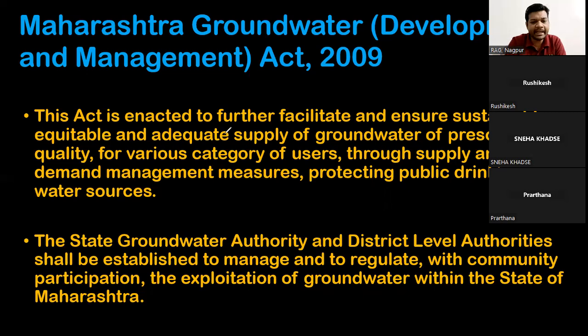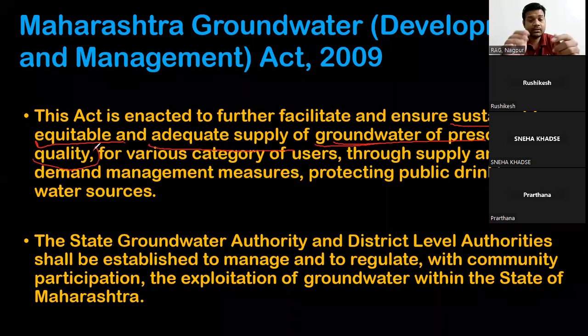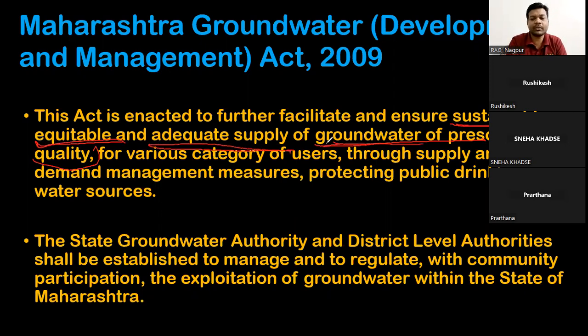This act is enacted to further facilitate and ensure sustainable, equitable, and adequate supply of groundwater of prescribed quality. You can be asked the aim of the act, what this act aims at. It aims at sustainable, equitable, and adequate supply of groundwater of prescribed quality. That means you must get adequate water, but you must also get quality water. It is not like any water can be supplied.